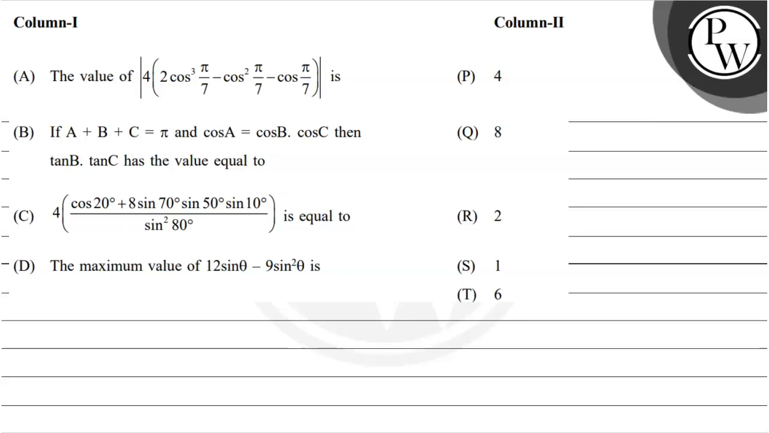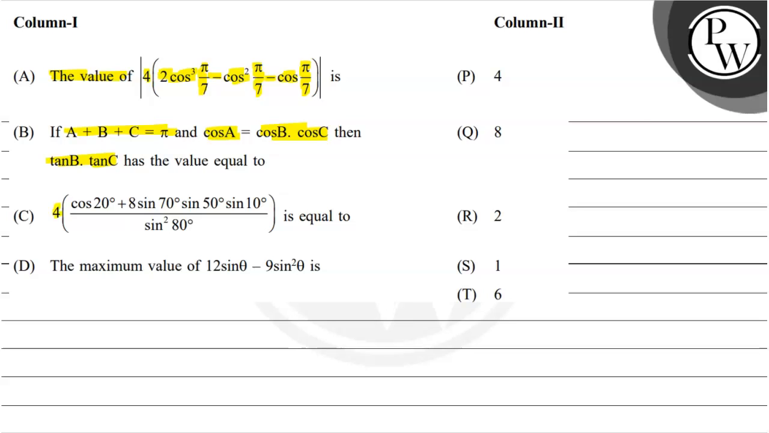So let's solve this problem. Option A is the value of 4 times of 2 times cos cube of pi by 7 minus cos square of pi by 7 minus cos of pi by 7 is what? Option B is if a plus b plus c is pi and cos of a is equal to cos b times cos c, then tan b times tan c has a value equal to what?